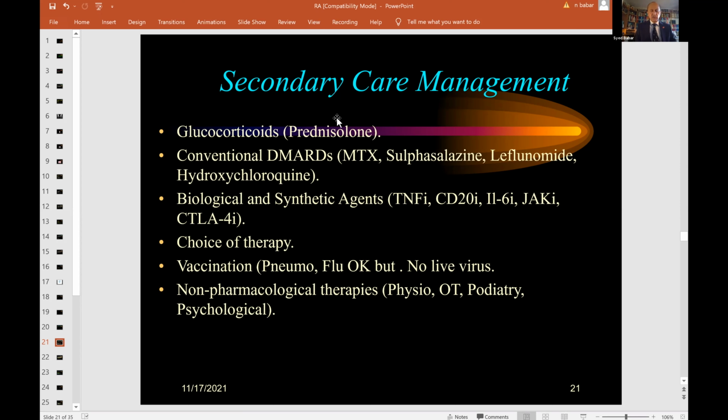With the diagnosis of rheumatoid arthritis, there is a greater predilection of catching opportunistic infections. So pneumococcal vaccines and flu vaccines should be given, but not live virus vaccines such as the shingles vaccine. There are some non-pharmacological therapies available as well, such as physiotherapy, occupational therapy, attention by podiatrists to the feet and joints, and psychological support.